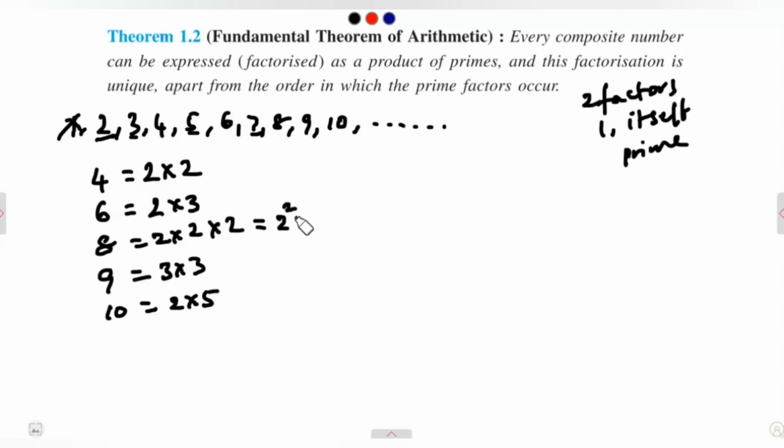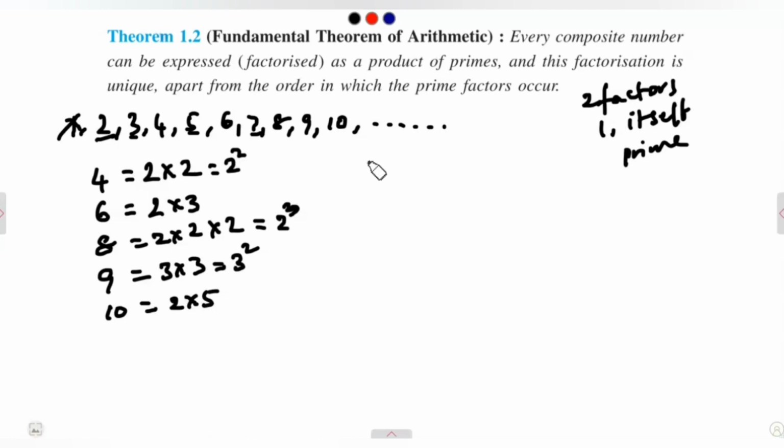If you have the same prime number repeating, you can express it using powers of primes. So you can write 8 as 2 cubed, 4 as 2 squared, and 9 as 3 squared, and so on. So all these natural numbers can be expressed as a product of powers of primes. If you have more than one same factor repeating, you can write it as powers. These are the simple numbers.